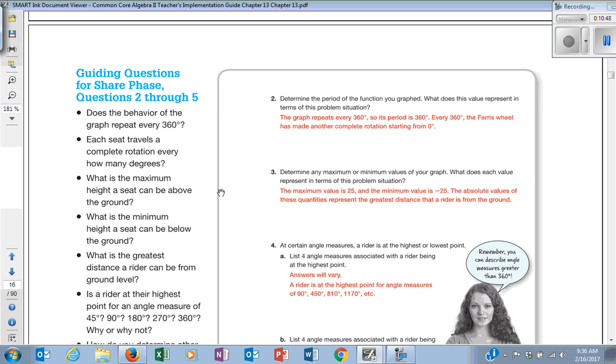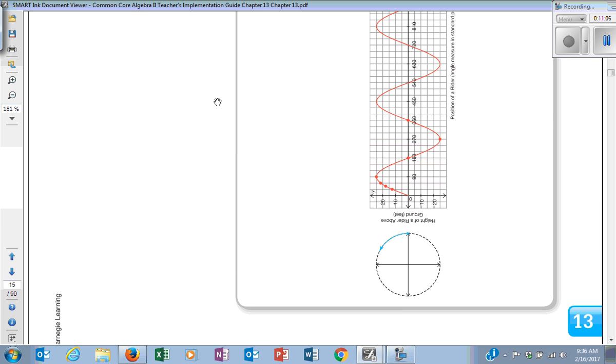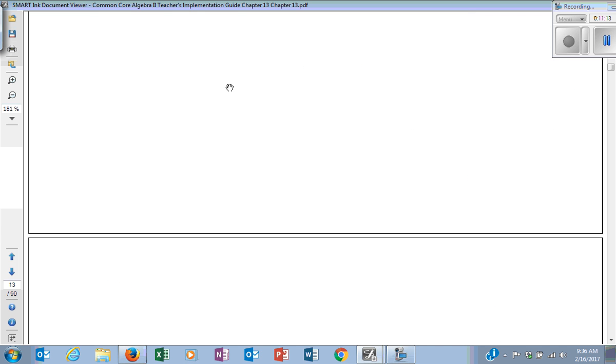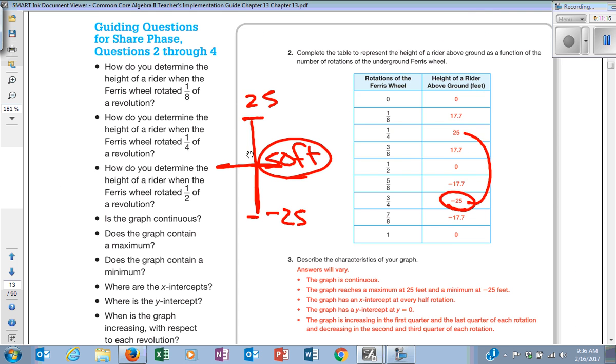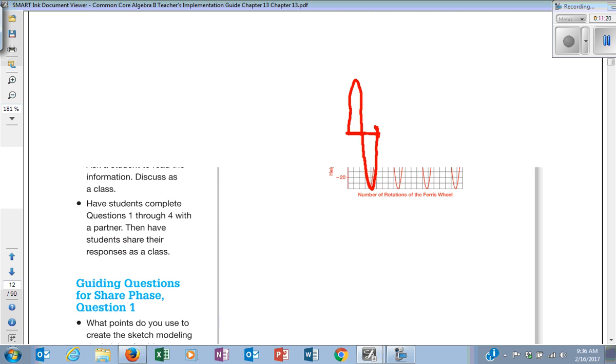So if we determine the period, the graph repeats every 360 degrees, so the period is 360 degrees. Every 360 degrees, the Ferris wheel has made another completion. Just to make sure you understand this, our x-axis on this one has changed. Our x-axis is now in degrees, whereas when I go up to this top one, my x-axis is in rotations. See, we changed the unit.